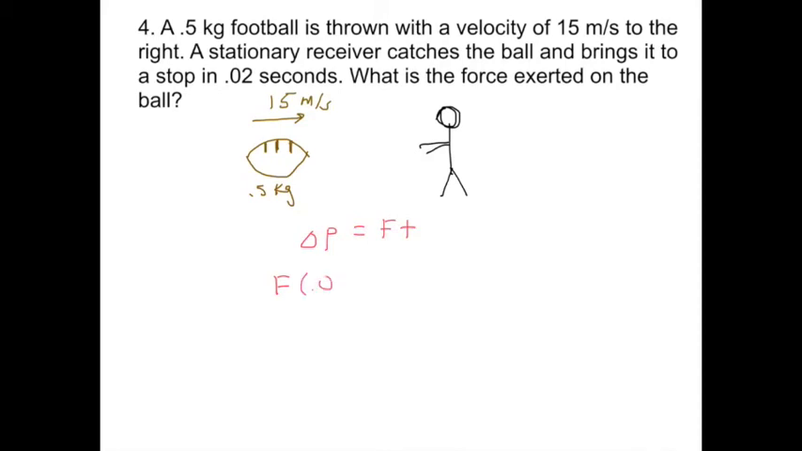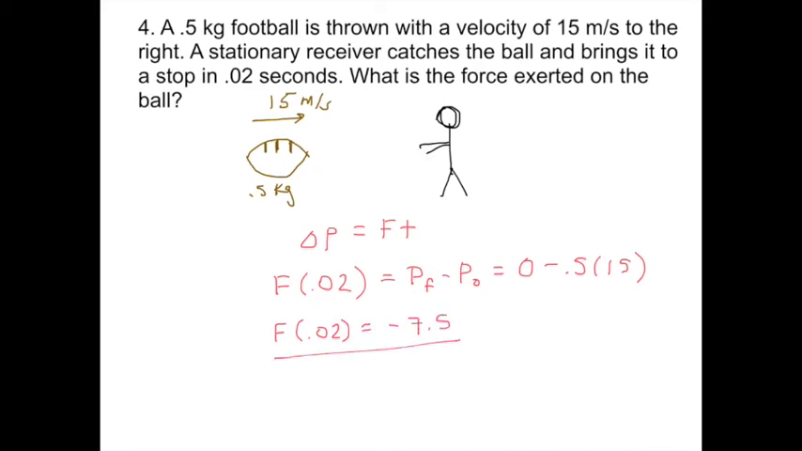We know that the time is 0.02. We know that the delta p will be p final minus p initial. And then we can solve for these two variables. So the final momentum we know is going to be 0 because the ball comes to a stop, so there's no velocity. The initial momentum will be mass times velocity, so 0.5 times 15. So we get that F times 0.02 equals negative 7.5. Divide both sides by 0.02, and we get that F equals negative 375 newtons.